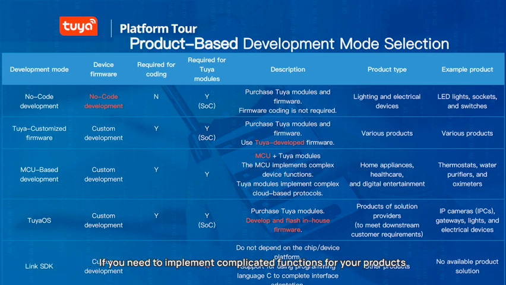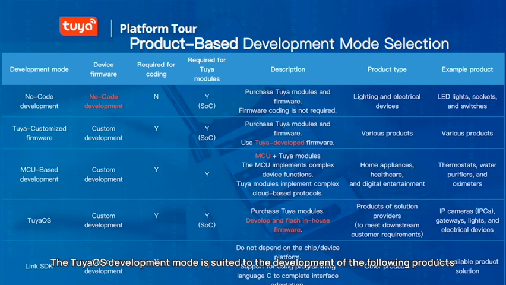If you need to implement complicated functions for your products, you can connect an NCU to a Tuya module to implement the functions. The Tuya module implements the connection with Tuya IoT Cloud, while the NCU is used to develop device functions. If your downstream customers have various requirements, you can customize firmware as needed.